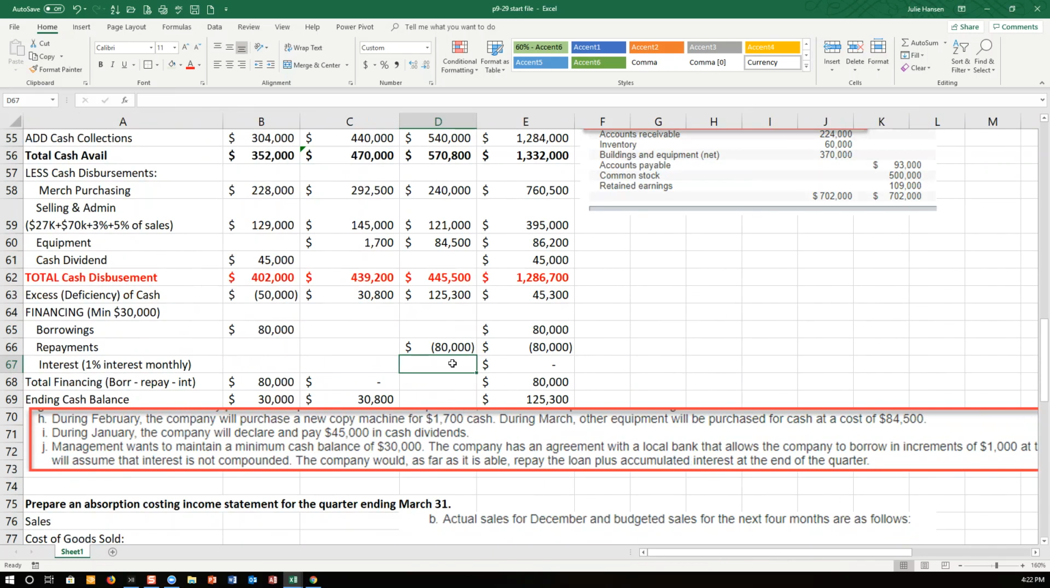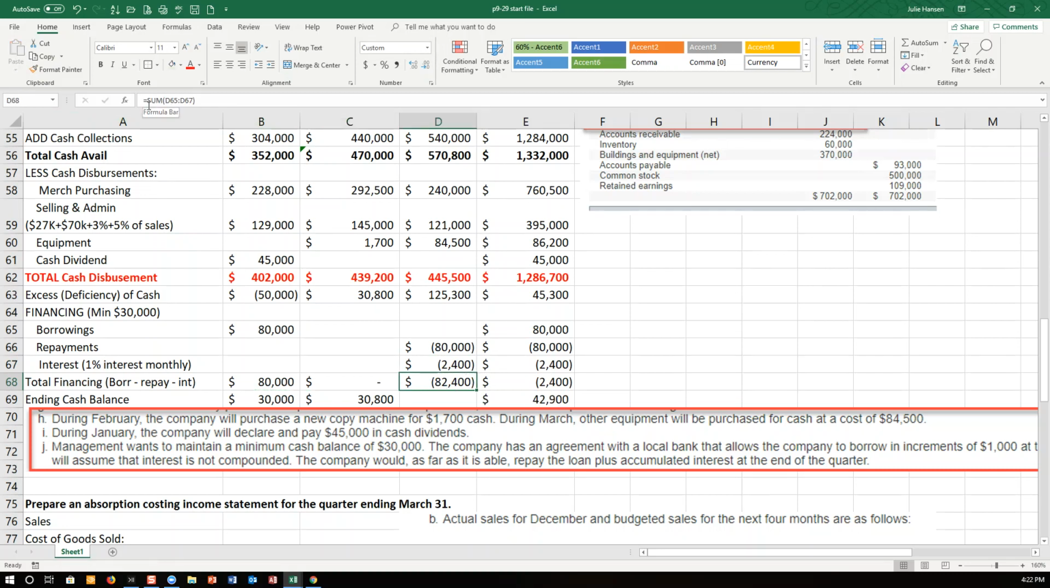So if I take $80,000 and I multiply that times the 1% and I multiply that times the 3 months that it was outstanding, I come up with $2,400. Okay, and that's also going to be a negative because I have to repay that, right? That's not money coming in, that's money going out. All right, so now if I take this, I should come up with a minus 82.4.